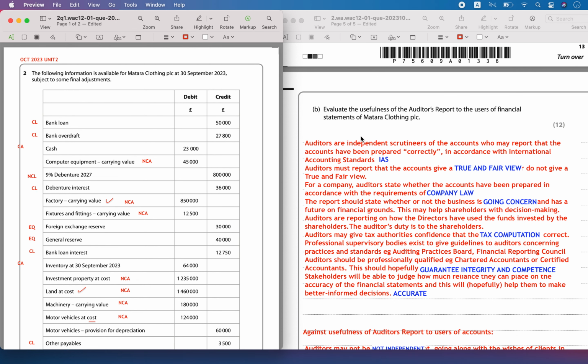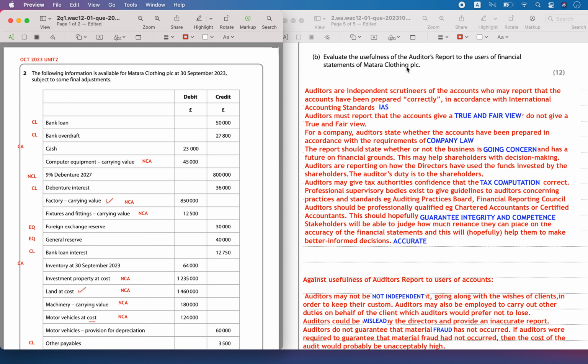Hello, today we are solving October 2023 paper Unit 2 Part B. Evaluate the usefulness of auditor's report to the users of financial statements of Matara Clothing PLC. So we can see that you have to state all the different roles of auditors.